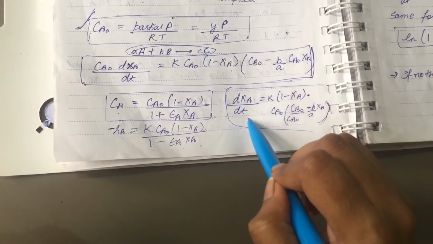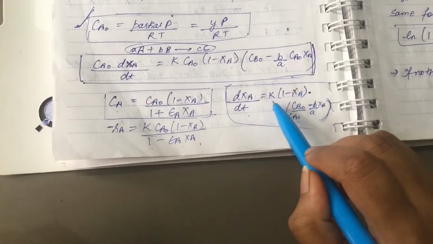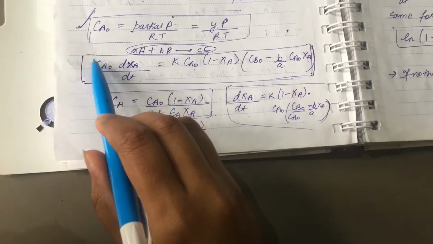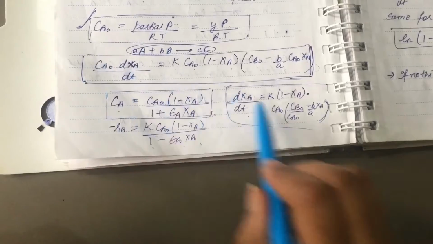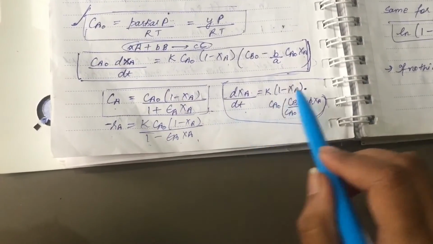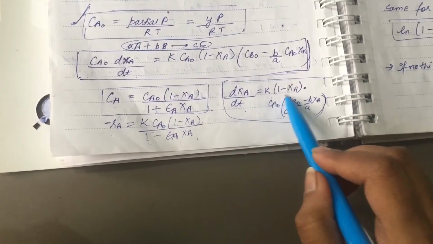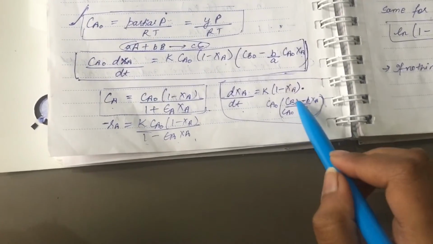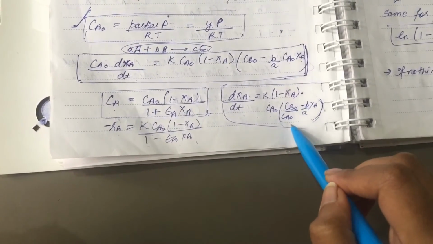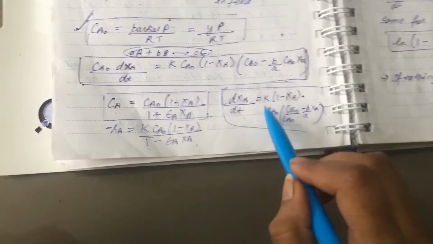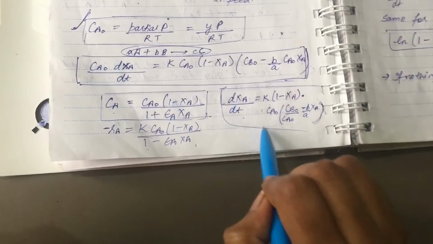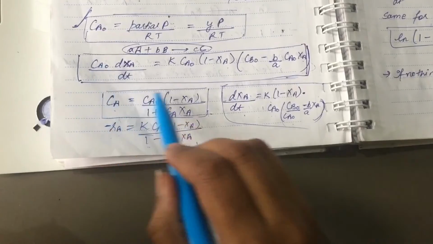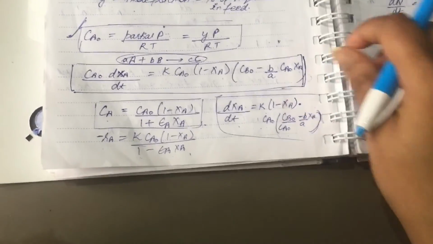And dXa/dt, we can convert this equation into this form, which is equal to K times (1 - Xa) times Ca0 times Cb0 upon Ca0 minus b/a Xa. This is nothing but a conversion of this equation, where we have taken Ca0 to the other side, and it gives this equation.